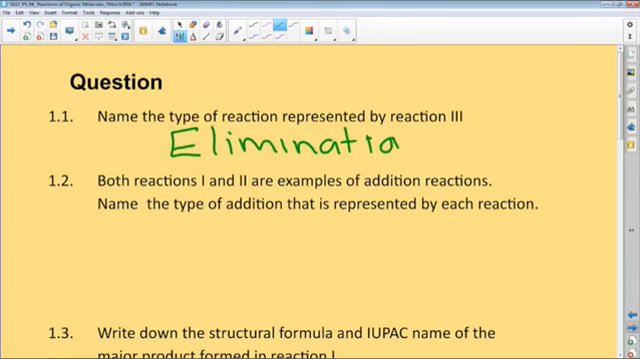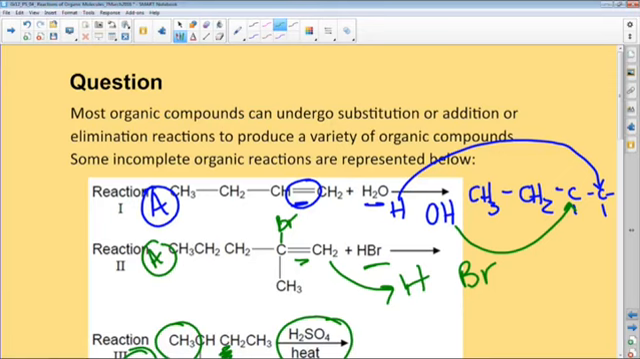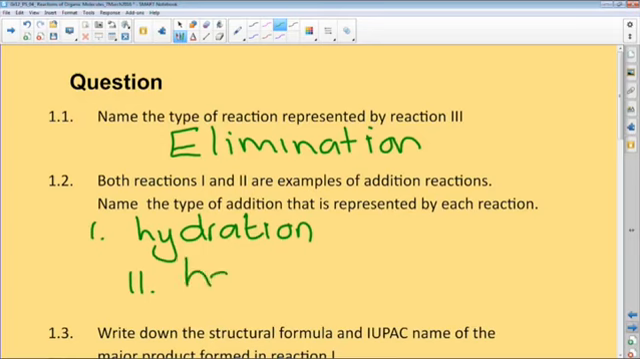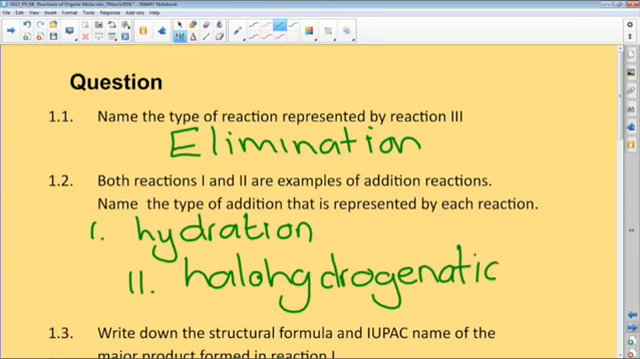Now, reaction 1 and 2 are both examples of addition reaction. Yes, we got it right. Name the type of addition. So we go back and we say, well, in number 1, I'm adding water, which makes it hydration. In number 2, I'm adding a hydrogen and a bromine. So for number 1, it's hydration. And for number 2, we're adding a halogen, so it's halo. And then we add in a hydrogen. Hydrogenation. Okay, there we go. We're all happy.